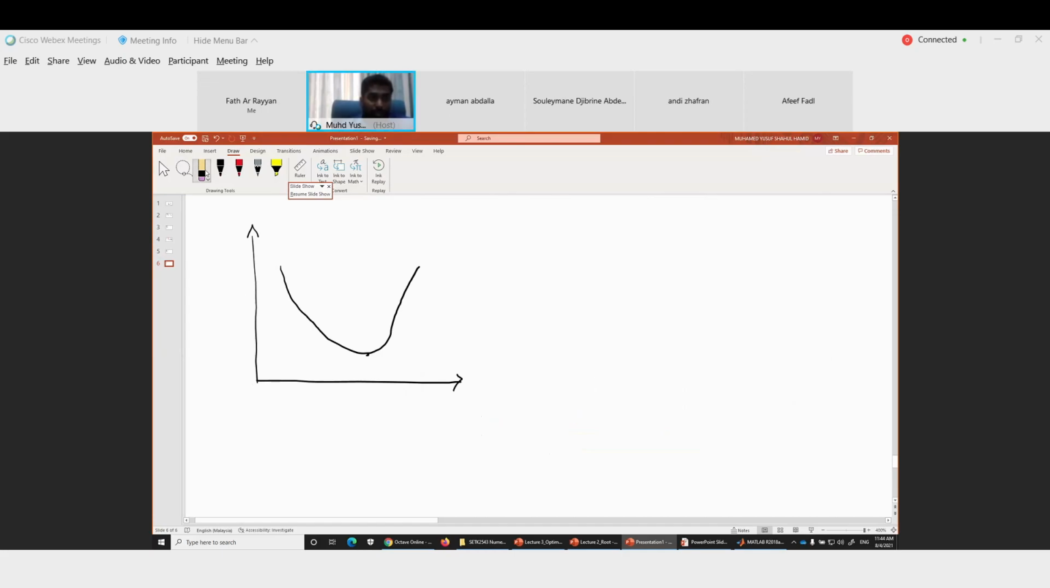Let me draw it more nicely. So you have a graph that goes down and then goes up. Now let's say you start your values here; this one is your xl, and let's say here is your xu. From xl and xu, the first step is you need to find, the theory behind it is, a new x1 and x2.